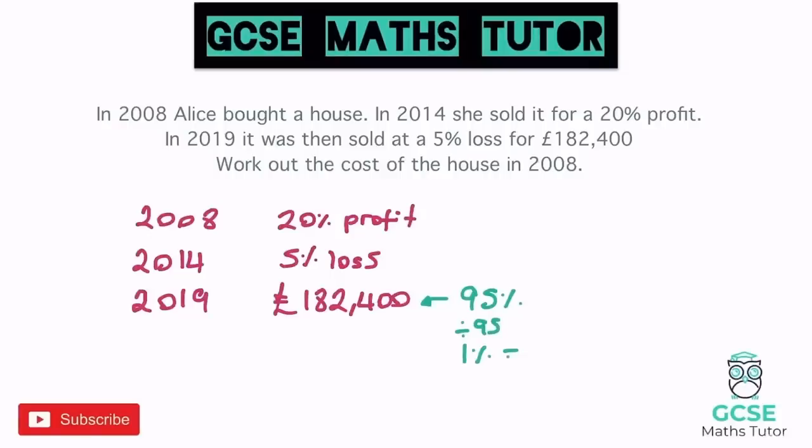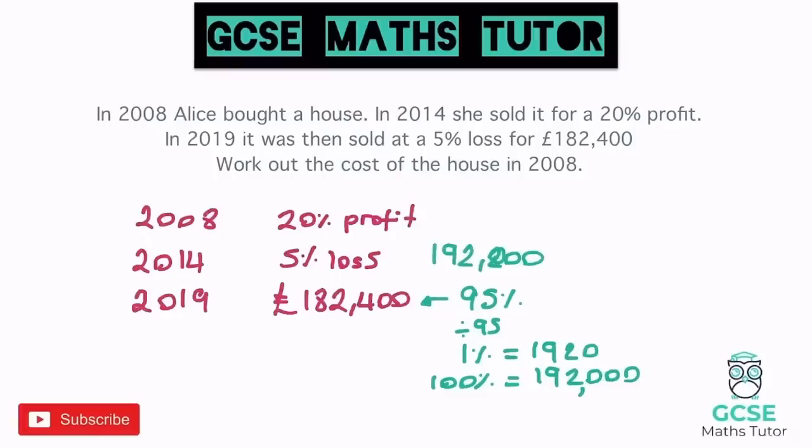So 1% would equal, and we'll just do this on the calculator, 182,400 divided by 95 gives us 1,920. And then to get back to 100%, we just times that by 100. So we can just add 2 zeros on for that. So 1920 with an extra 2 zeros. There we go, so 192,000. So that's the price that it was sold for. Sorry, that she paid for it before. So before that, it was 192,000.